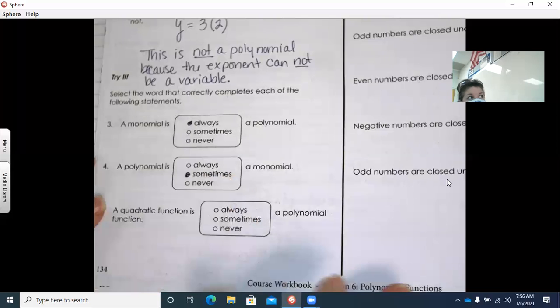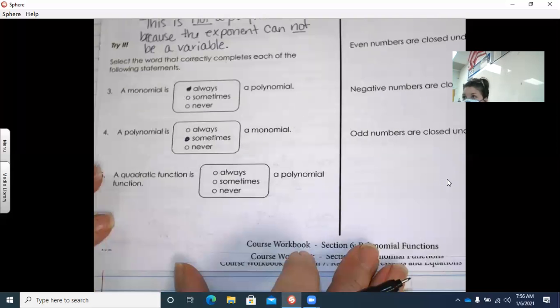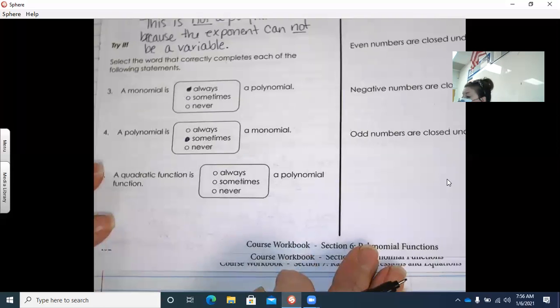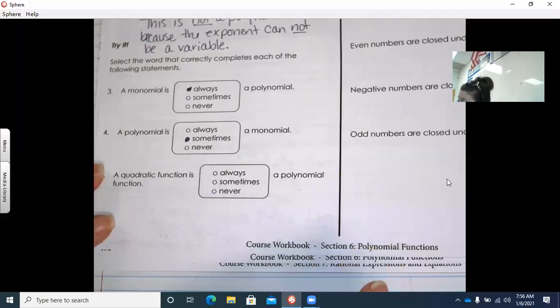A quadratic function is always, sometimes, or never a polynomial function. Always. Quadratics are always polynomials. Polynomial can be linear, quadratic, constant, cubic, quartic, quintic. So if it's quadratic, it's always a polynomial.